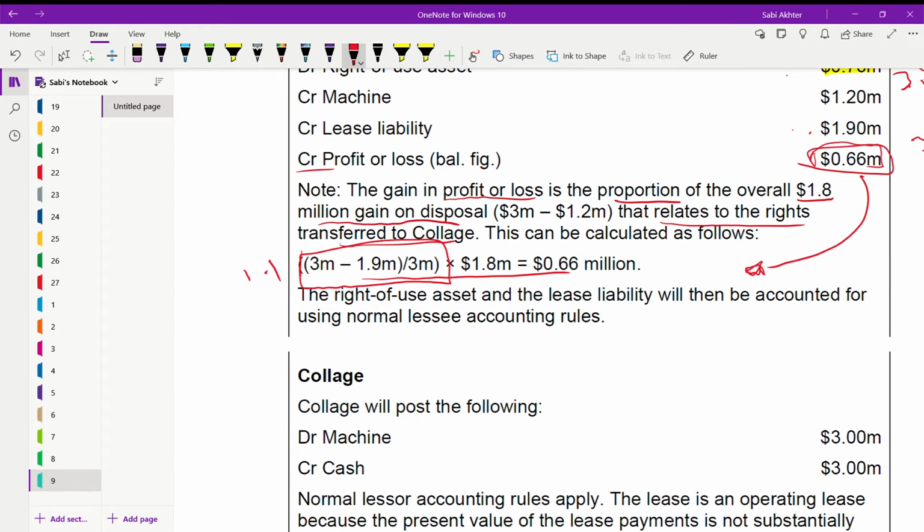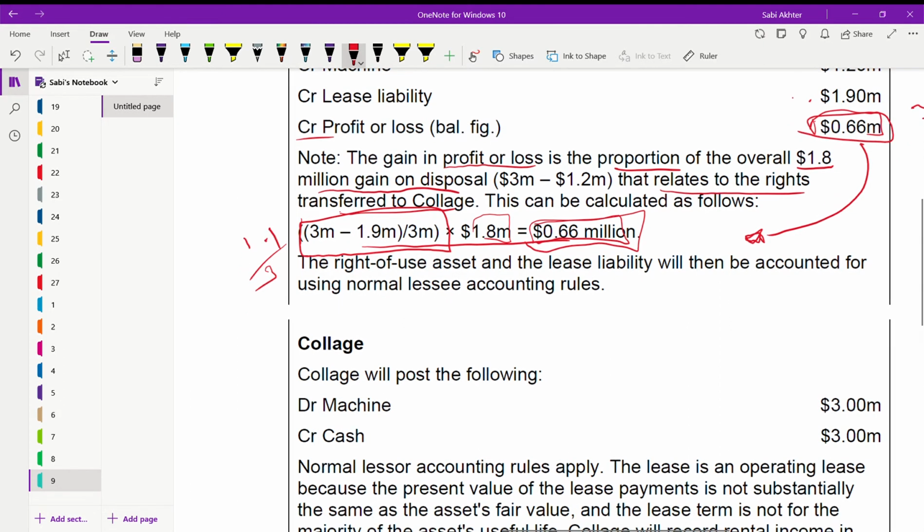Divide by 3, because you have sold it at the fair value, 3, into 1.8. 1.8 is the total profit. So 0.666 is the profit you are getting. You need to do more questions like this, then only you will understand this and get it in your head. The right-of-use asset and lease liability will then be accounted for using normal lessee accounting rules only.